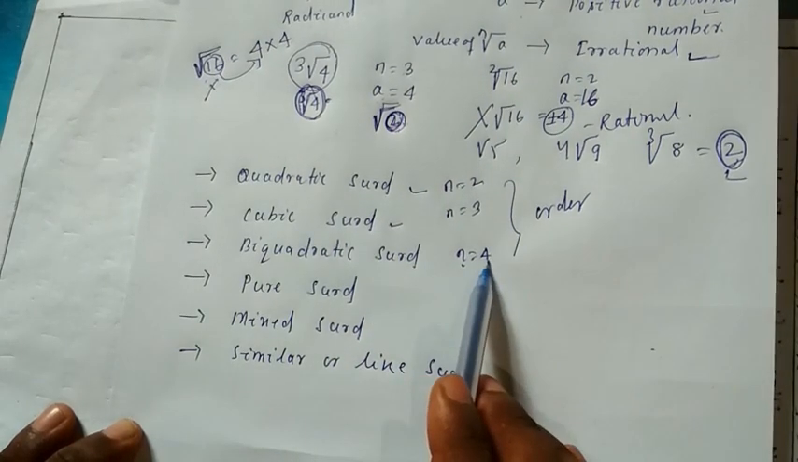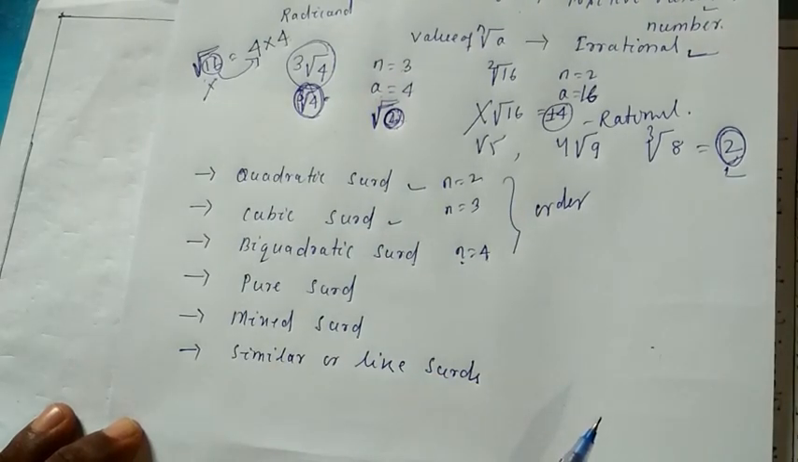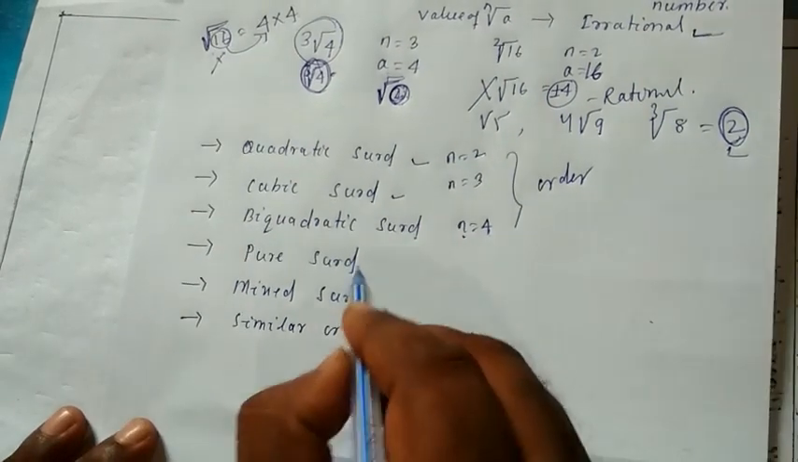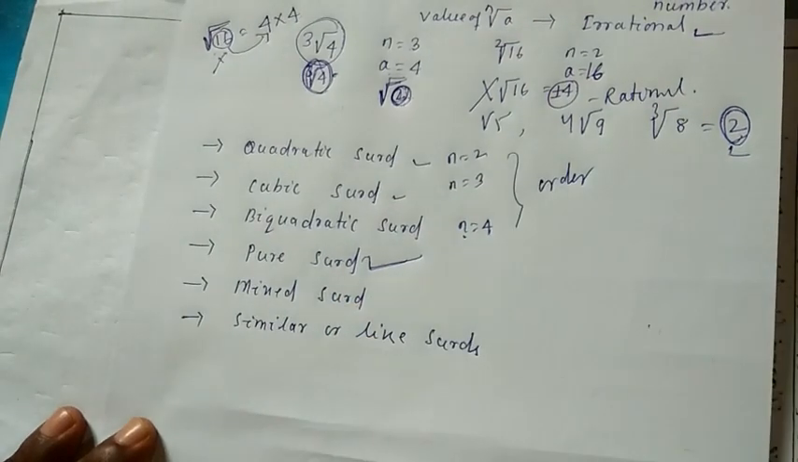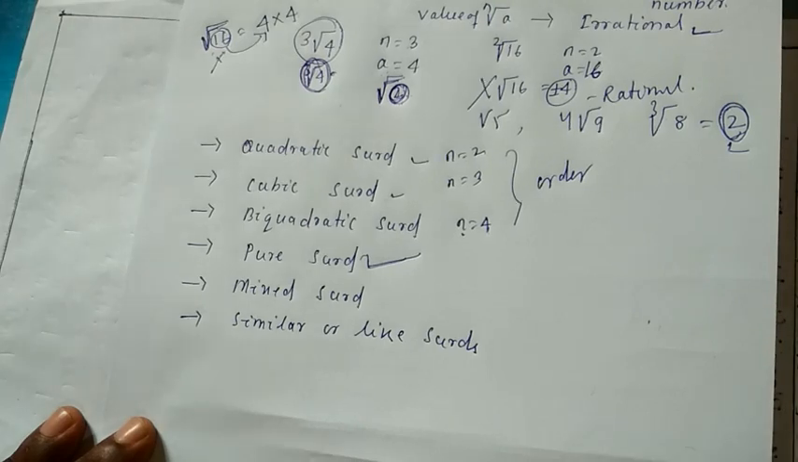If n is equal to 4, then the surds are called biquadratic surds. Now I'll explain pure surd. What is a pure surd? A surd which has unit only as a rational factor is called a pure surd. I repeat, a surd which has unit, that means one only, as a rational factor is called a pure surd.